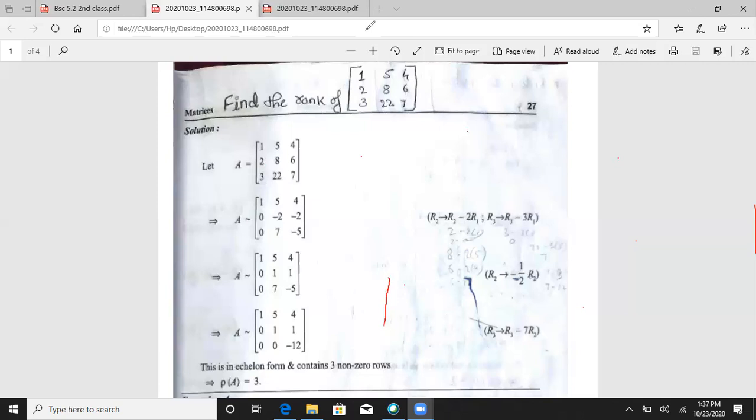See here, 1, 2, 3, 3, 4, 5, 2, 3, 4. This is one matrix. We are reducing the rows and finding the rank and also the echelon form. You know this one. In echelon form, the first element is unity.